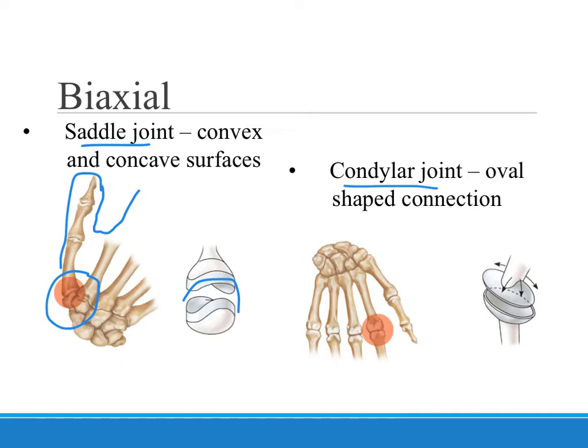The condylar joint, you have an elliptical, not a perfect ball, but sort of an oval-shaped end of one bone going into a shallow oval-shaped socket on the other side. The most common place we see that is where the bottom of the phalanges connect to the metacarpals in your hand. So your fingers can move in a couple of directions, but they're not as freely moving as the true ball and socket joint because it's just this elliptical shape.